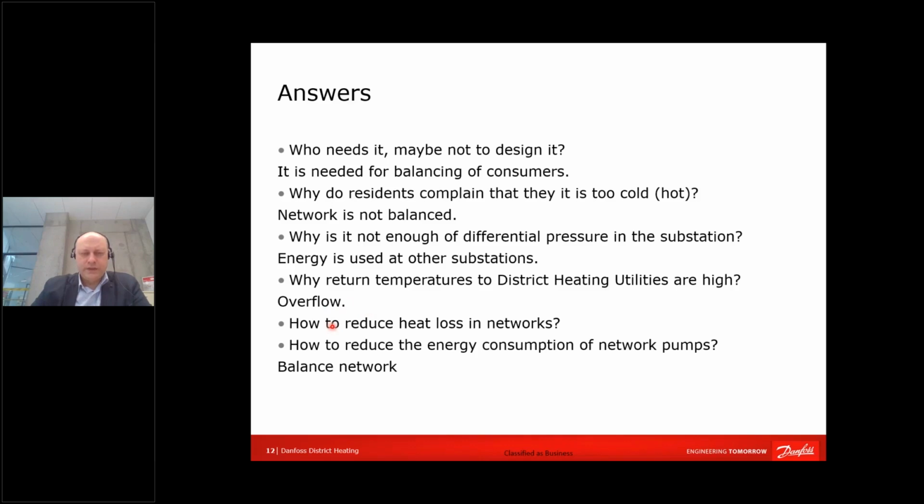How to reduce heat loss? How to reduce energy consumption of the network pumps? Balance network.